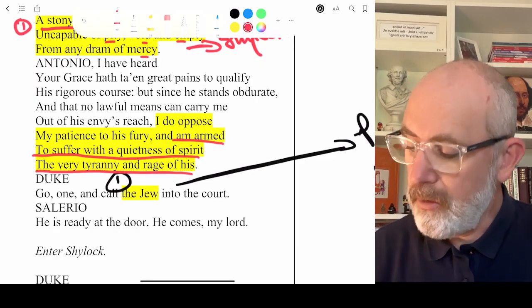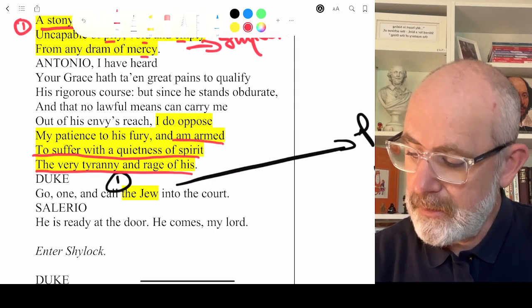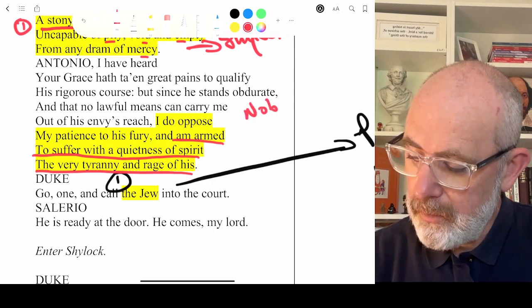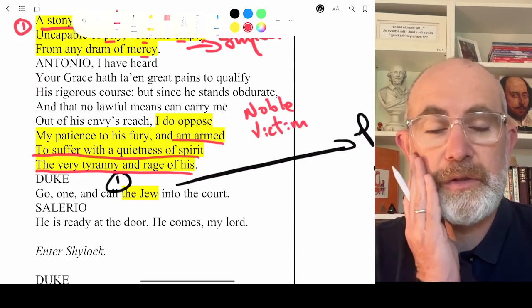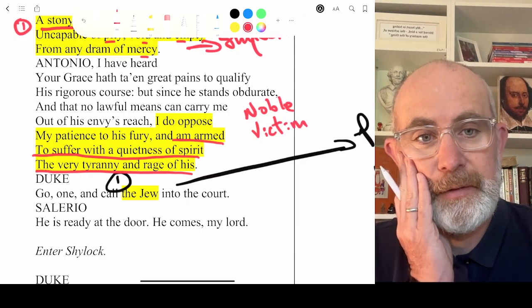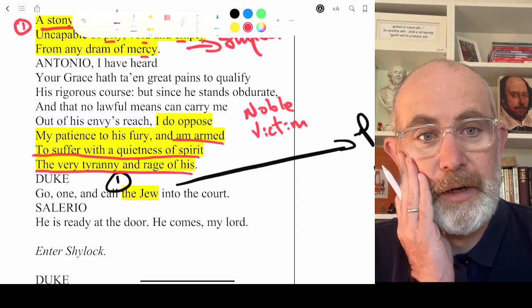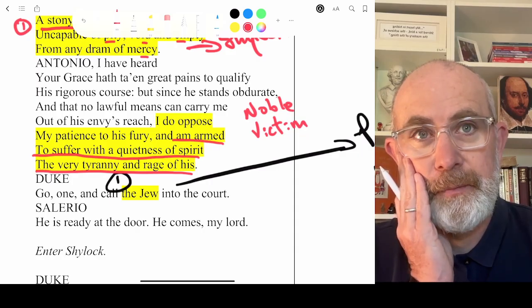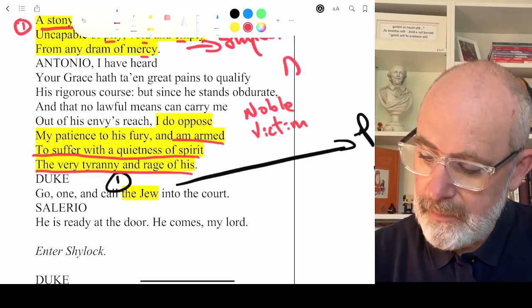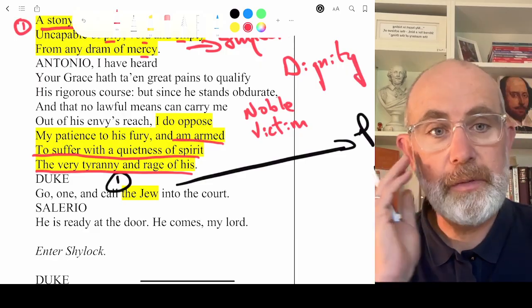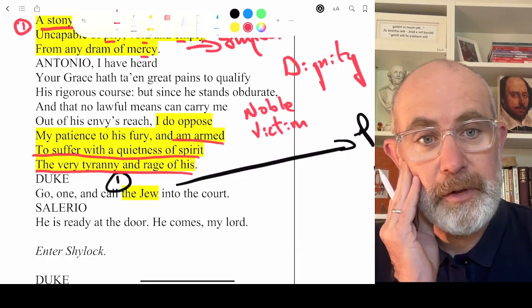So Antonio's putting himself forward as a noble victim here. His nobility means that he will not squeal and cry and beg. He has reached a point where he's accepting his fate. He's showing dignity. Now again, this is something that we must accept in Antonio's character, and it is admirable.